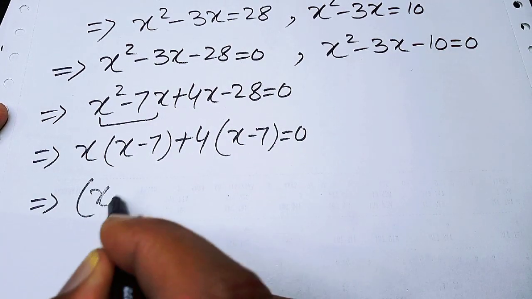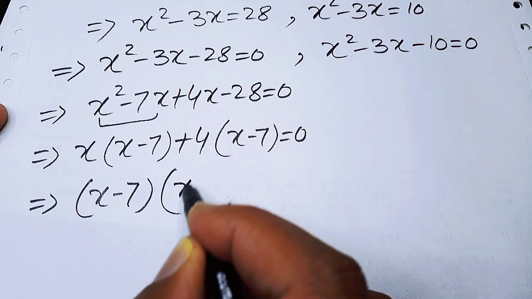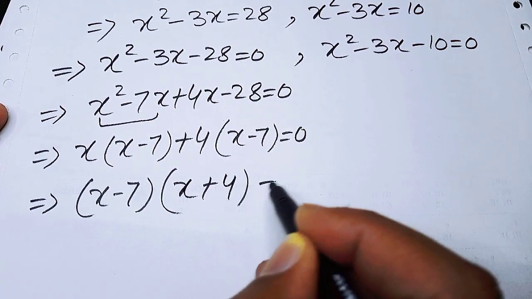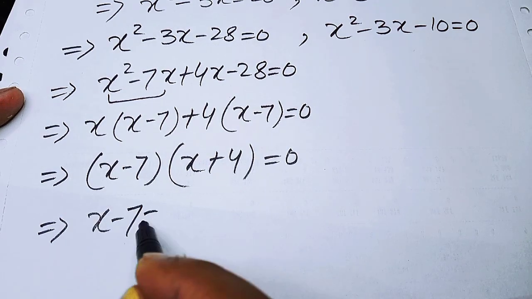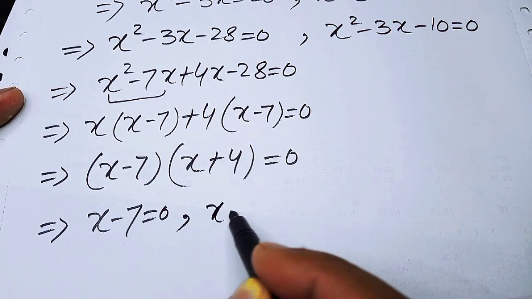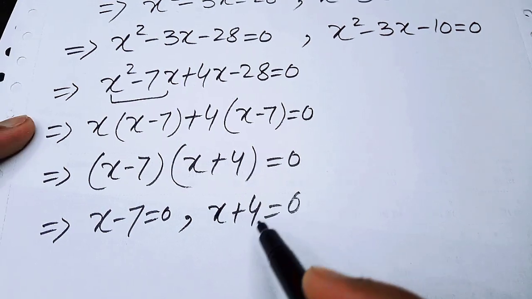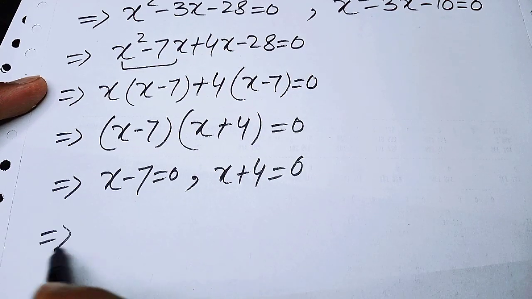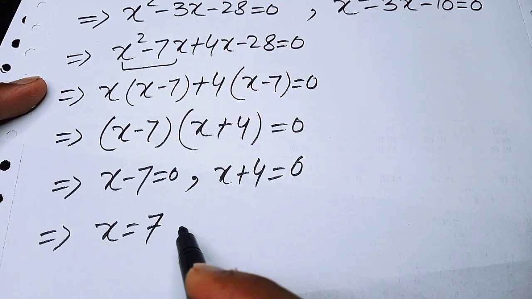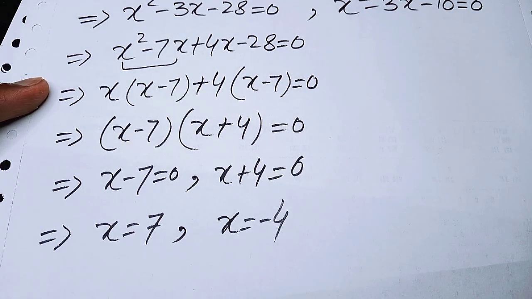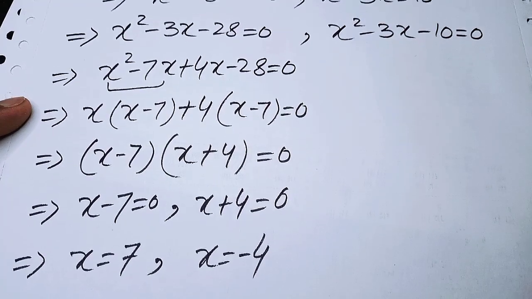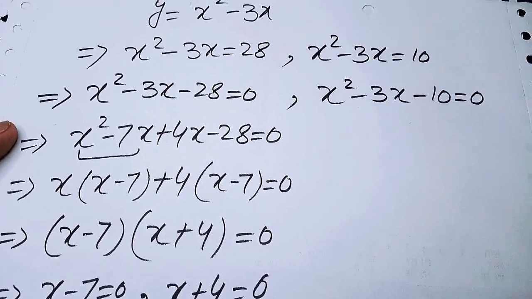And now we take common x minus 7 from both pairs, so we get x minus 7 times x plus 4 is equal to 0. And finally here we get x minus 7 is equal to 0 and x plus 4 is equal to 0. So here we get x is equal to 7, and here we get x is equal to -4. So these are the two solutions of the given equation.